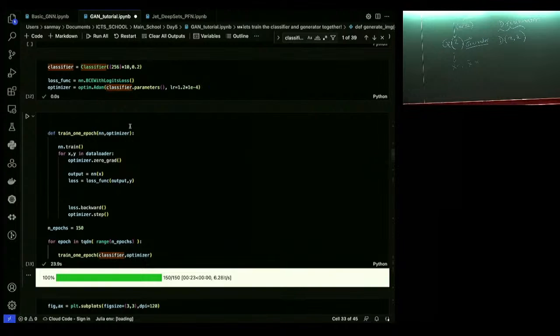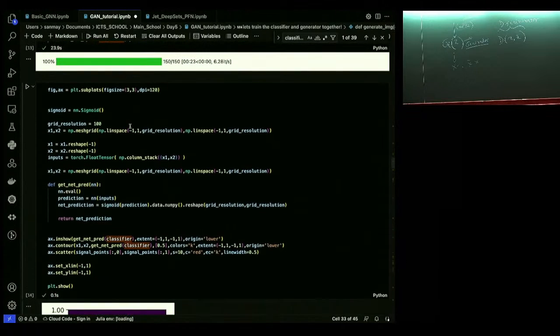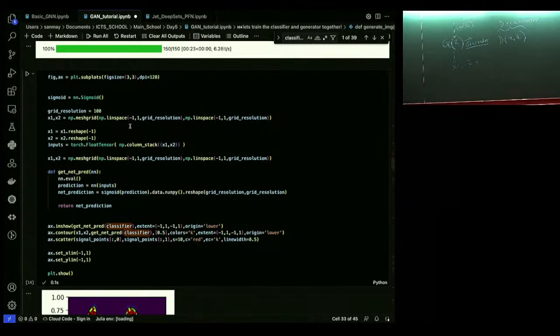So the discriminator has been trained independently first, so that later it can be used for the purpose of distinguishing which is right and which is wrong. Once you do that, you test whether it has been classified properly or not. You can read this snippet of code.